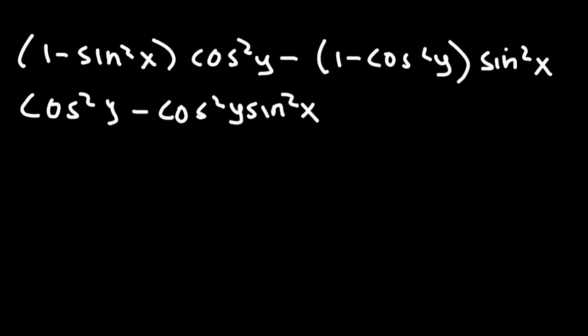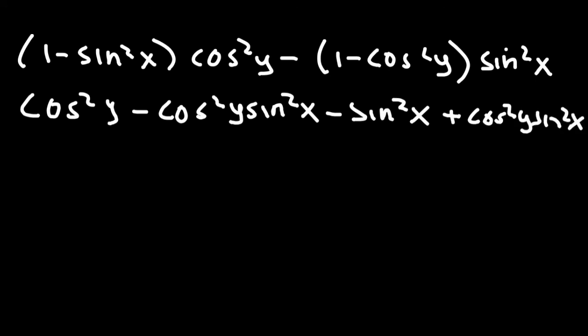Let us try to distribute the negative sign. Negative times 1 is negative 1. Negative 1 times sine squared x is negative sine squared x. Negative 1 times negative cos squared y is positive cos squared y, times sine squared x. So that is positive cos squared y sine squared x.